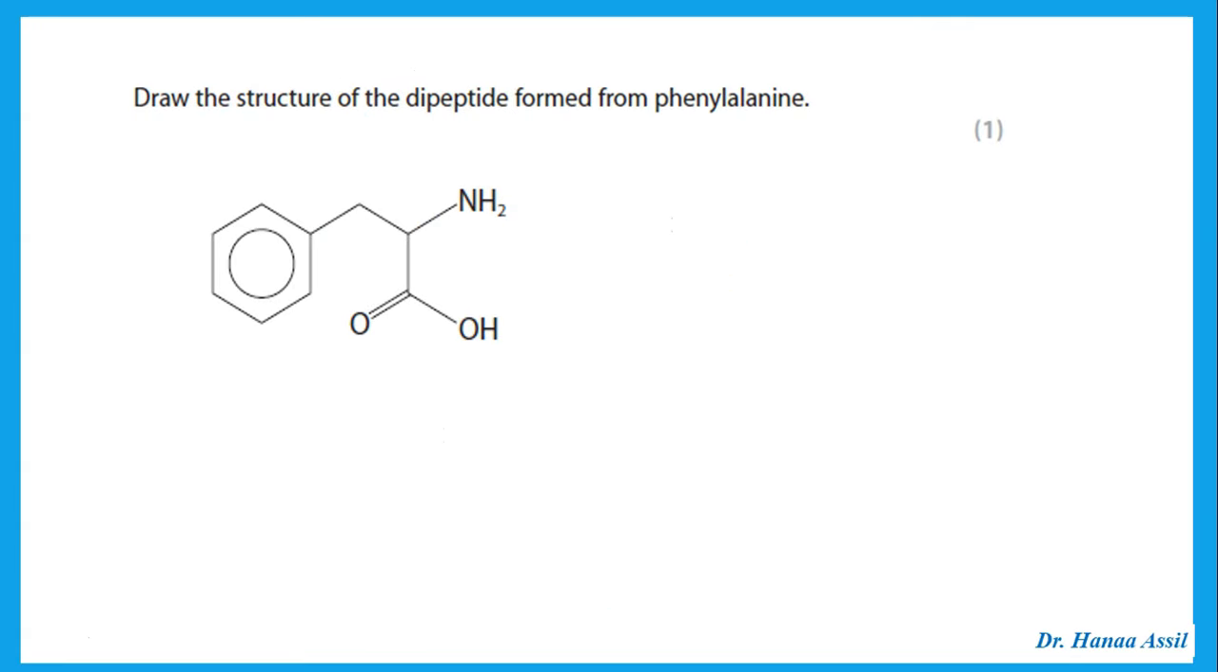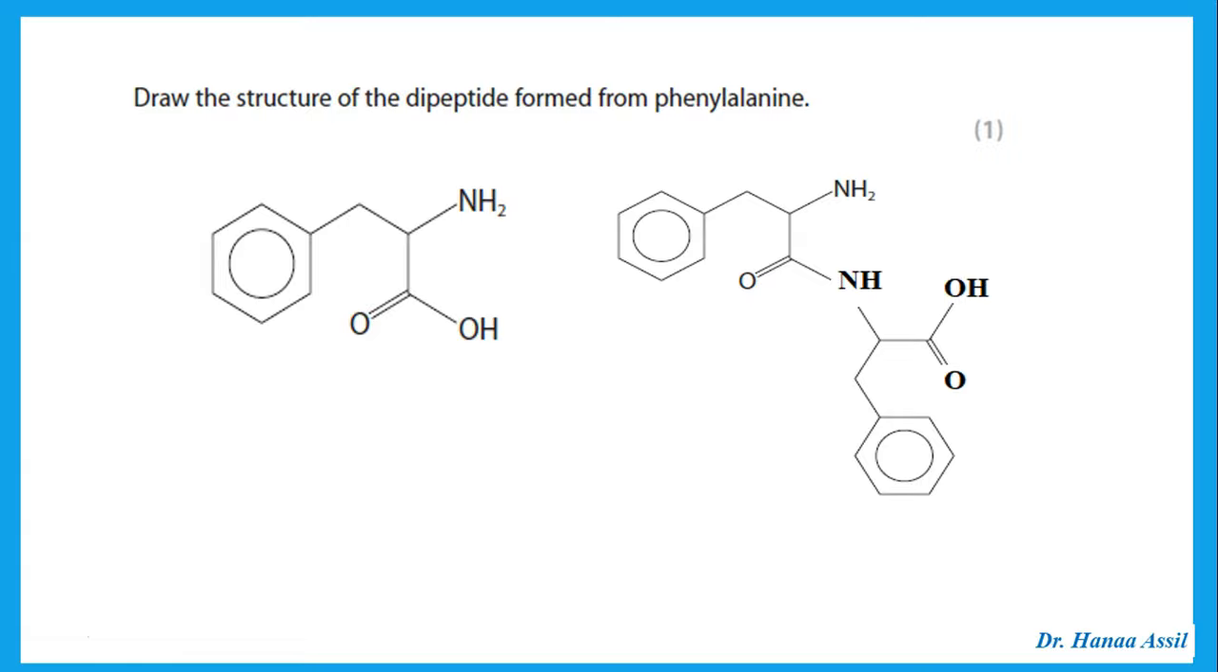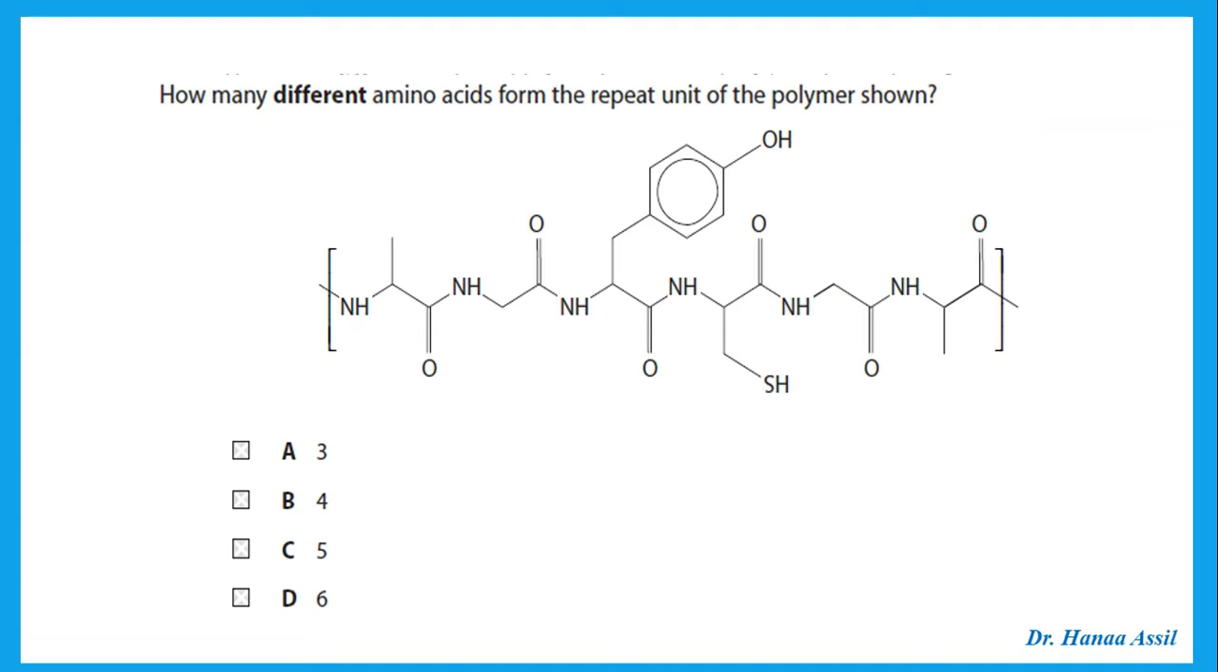So if we're told draw the structure of the dipeptide, dipeptide means I'm going to join 2 of these formed from phenylalanine. So we said the acid of one joins to the amine of the other to form an amide linkage. So the dipeptide would have a structure like this.